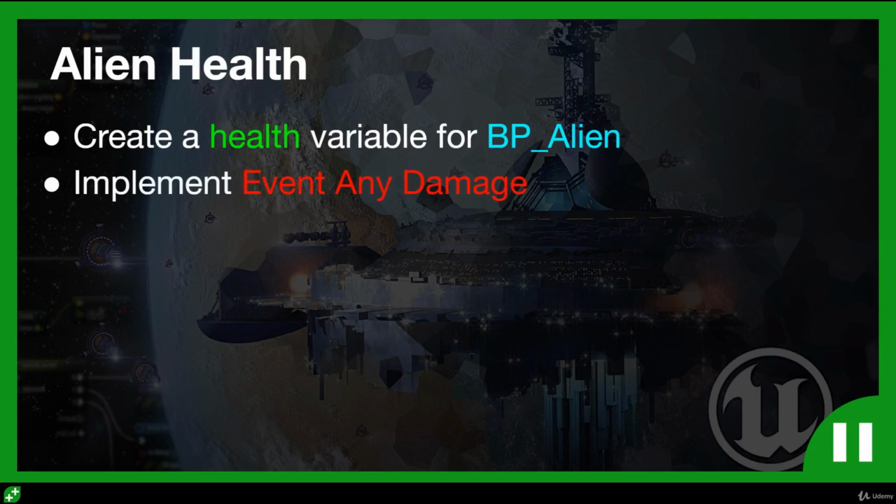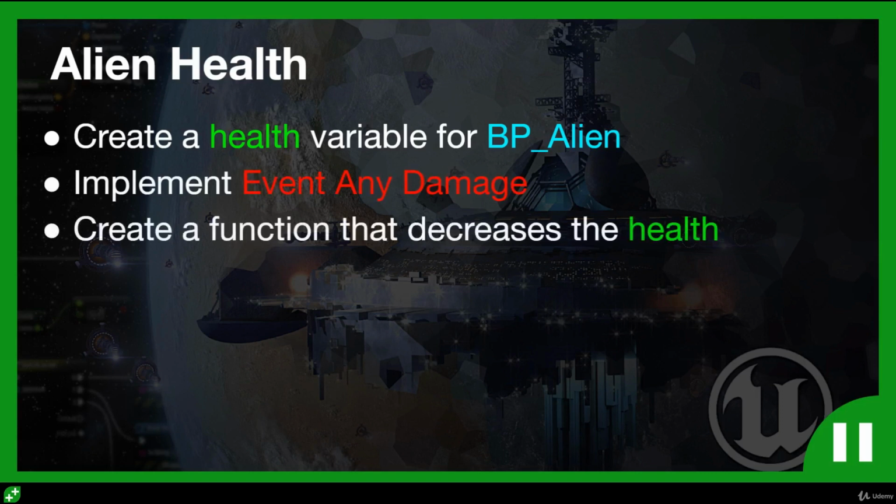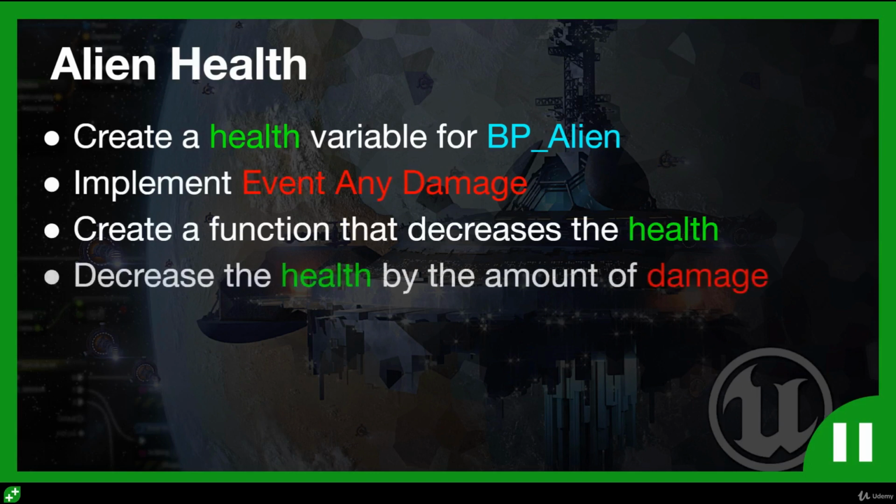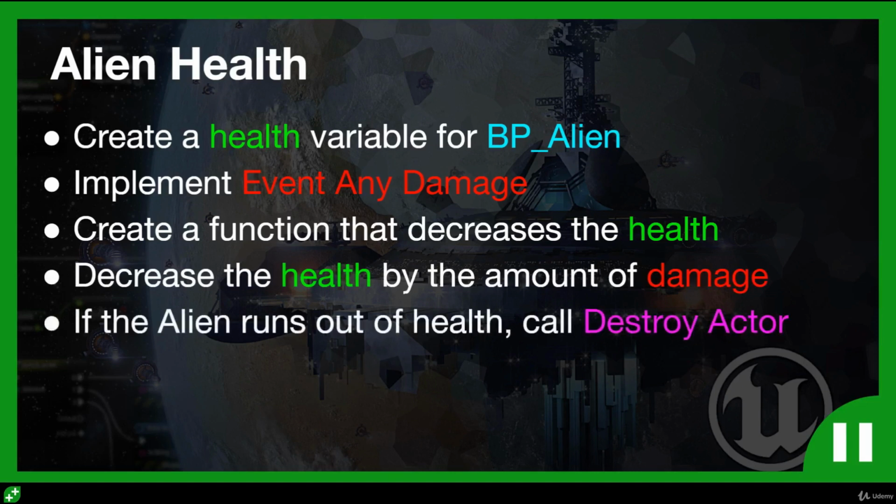Create a function that decreases the alien's health. Decrease the alien's health by the amount of damage being applied, and remember you should clamp the health after you decrease it. Then just for now, if the alien runs out of health, call destroy actor to remove the alien from the level, so it should be super obvious while we're testing if we've killed the alien. So pause here and set all of this up for your alien class, and remember we've covered all of this in the previous lesson, so if you get stuck, check out how we handle damage in the Marine blueprint.